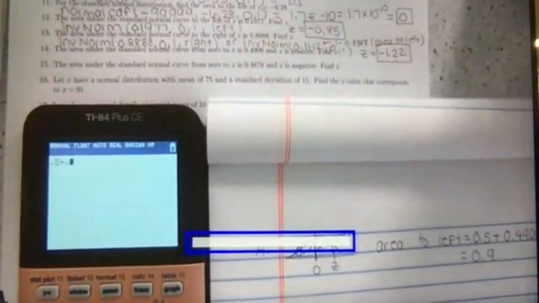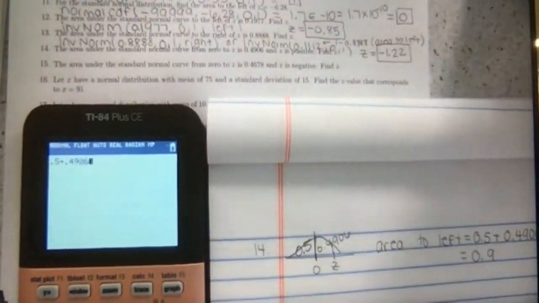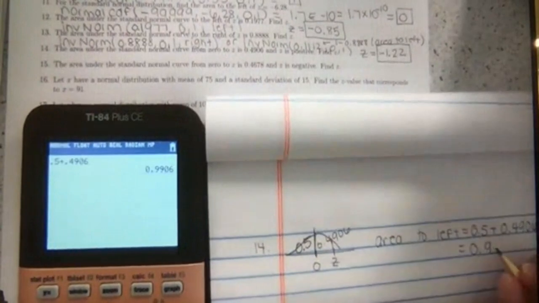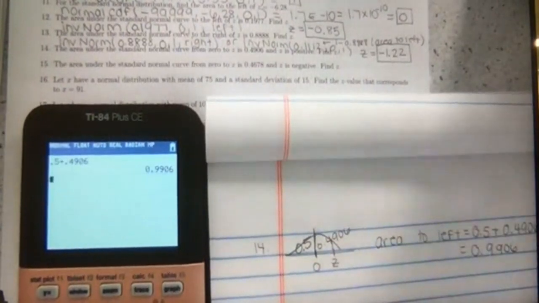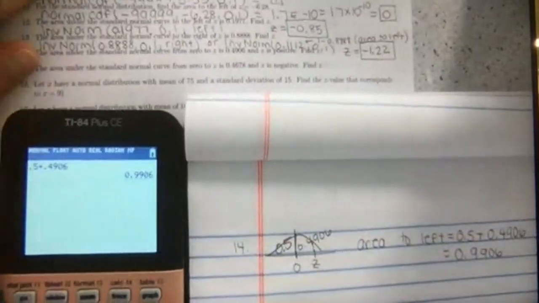So 0.5 plus 0.4906 would give you 0.9906. I'm just going to write this over here. So our area to the left is going to be 0.5 plus 0.4906, which would give us 0.9906. So now for everyone in your calculator, you're going to do inverse norm.